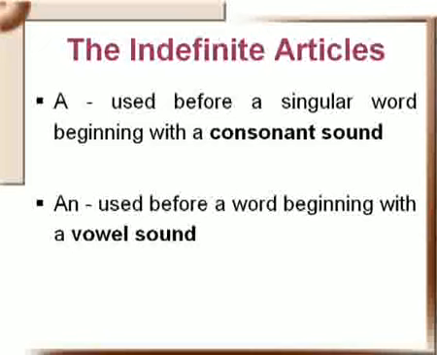What I mean to say is, we look for the letter of the alphabet which is a consonant, and we are misled in the use of the article. That's where we need to guard against using the wrong indefinite article a or an. A is used before a singular word beginning with a consonant sound. An is used before a word beginning with a vowel sound.